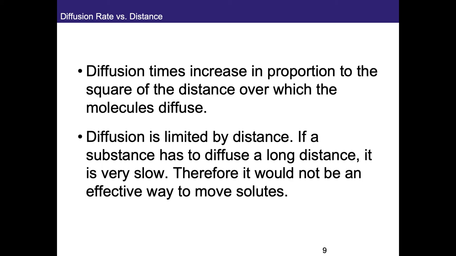What have we evolved to compensate for the limitations of diffusion? How do we transport things? The heart, the vascular system, right? The circulatory system is one thing that you have evolved in order to transport molecules throughout your body.